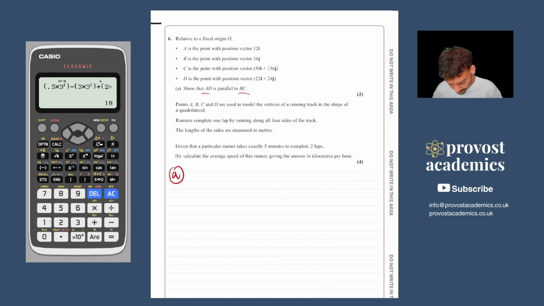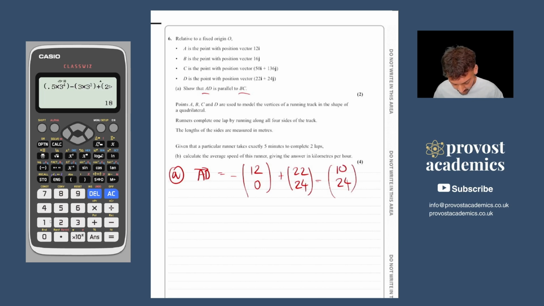Okay, so A to D is going to be equal to, and when you're finding the direction vector, by the way, the vector associated with the first letter is the one you make negative, if you want to think about it like how I do. And I'm going to use column vectors because I like column vectors. Minus A plus D, 22, 24, that gives me 10 and 24. Then AD, and then BC, minus B, 0, 16.